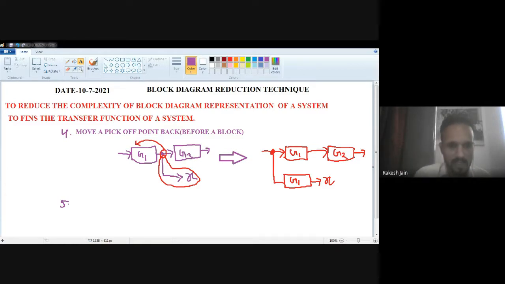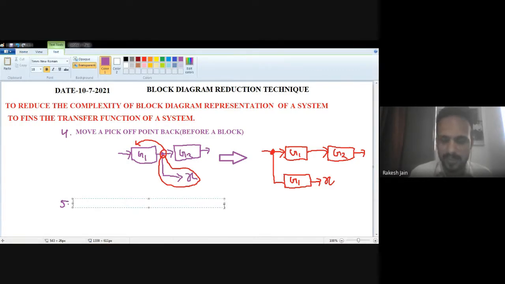So what I want to say, see very carefully. Then only two rules will be remaining after this rule. We will start the numericals. Pick-off point is also known as take-off point. Don't be confused between pick-off and take-off. Forward means after a block.